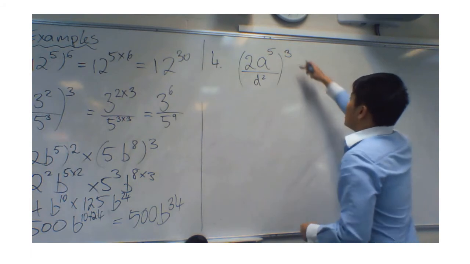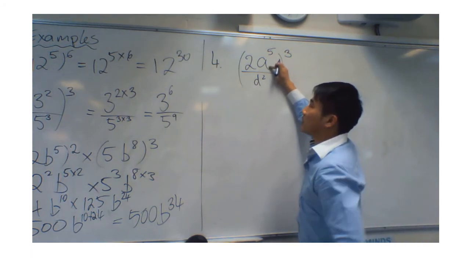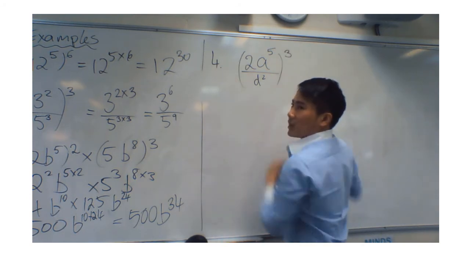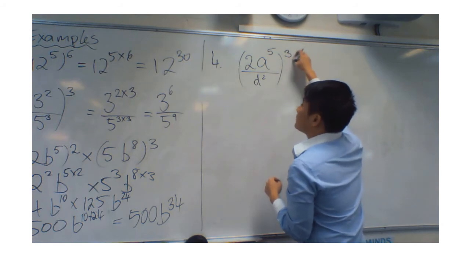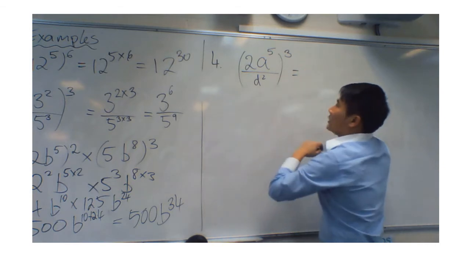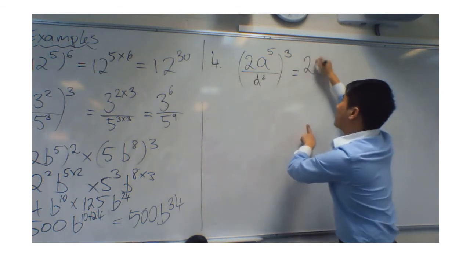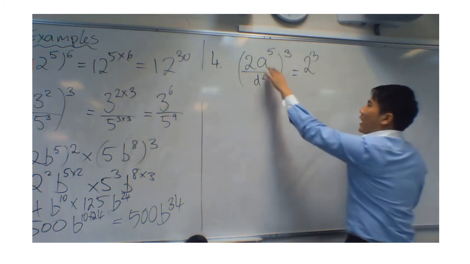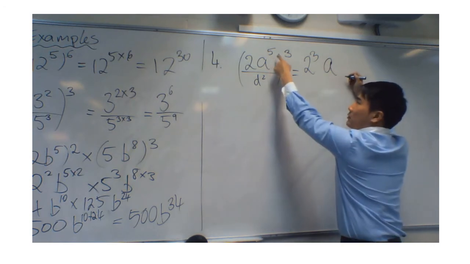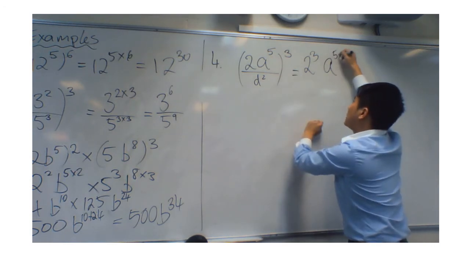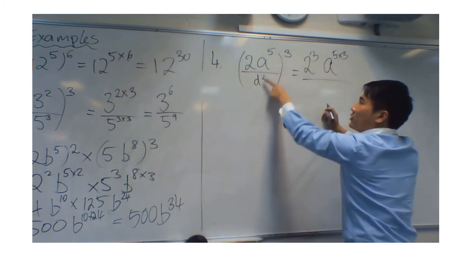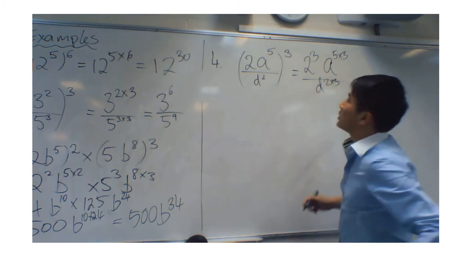Alright. This 3, does it only apply to this a to the power 5? No. Why not? Because I've got the bracket. The bracket tells me this power 3 applies to everything inside the bracket. So basically what it's saying is 2 is being raised to the power 3, and this a to the power 5 is being raised to the power of 3. Power of power, we times the powers, 5 times 3. Over d to the power 2, but then we're raising a power to the power, so 2 times 3.